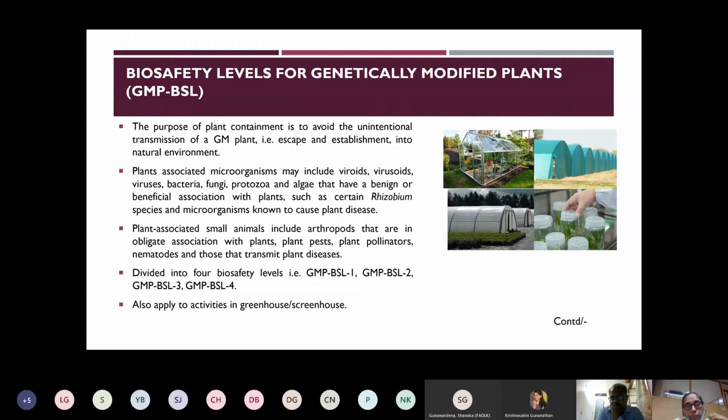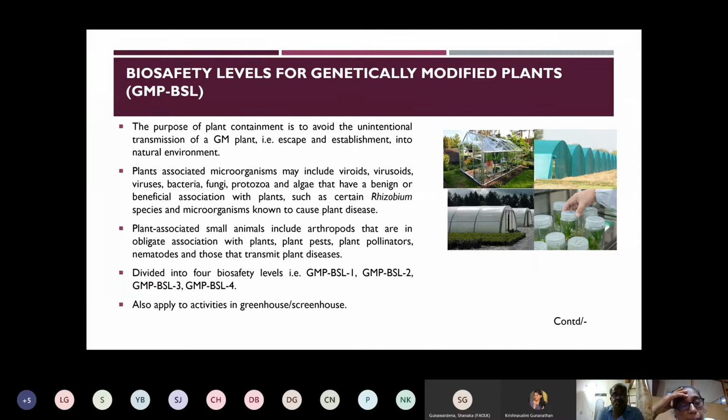The next level is the biosafety level for genetically modified plants. Now here, the purpose of the plant containment is to avoid the unintentional transmission of GM plants. So here, the infectivity criteria is not there. The plant is not pathogenic to humans. But what is important is the criterion that it should not escape into the environment.